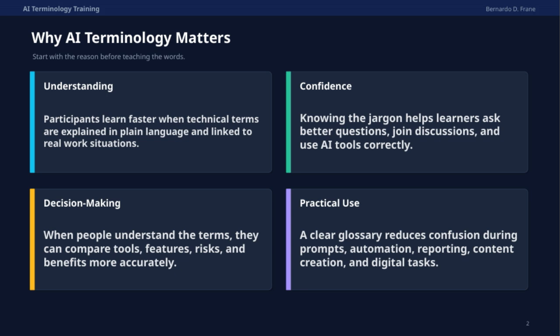Finally, understanding starts with a simple idea. Always start with the reason behind the term before teaching the words themselves. When you grasp the purpose or the problem it addresses, the terminology becomes much easier to learn and remember. So why does AI terminology matter? It's about clarity, efficiency, and empowerment. As Bernardo D. Frayne emphasizes, effective AI terminology training ensures everyone is on the same page, which is essential for success in this fast-evolving field.